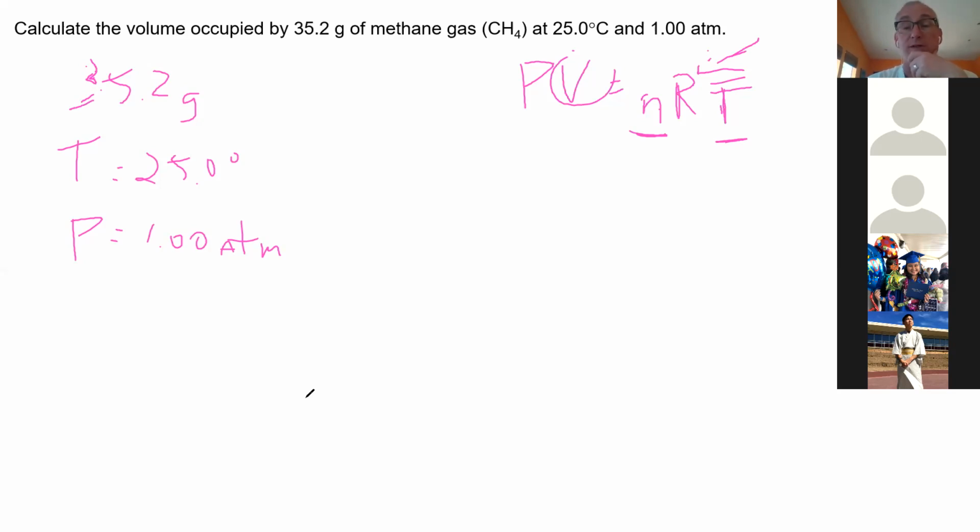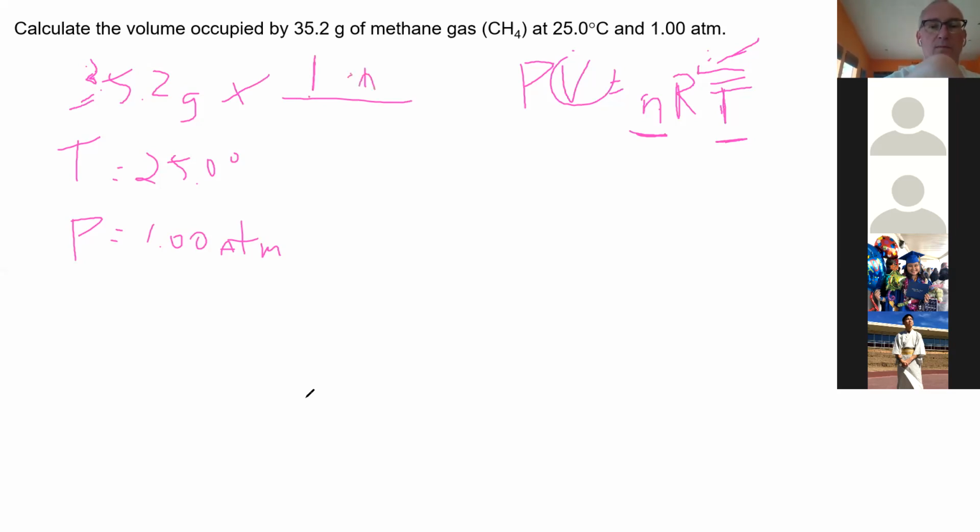Moles. Moles, exactly. So we have moles of methane gas, but we're given an amount. We're given grams. We're given a mass. So we need to go from mass in grams to moles. How are we going to do that? Oh, we use the molar mass of methane gas. Right. So I want moles, so we're going to put moles on top.